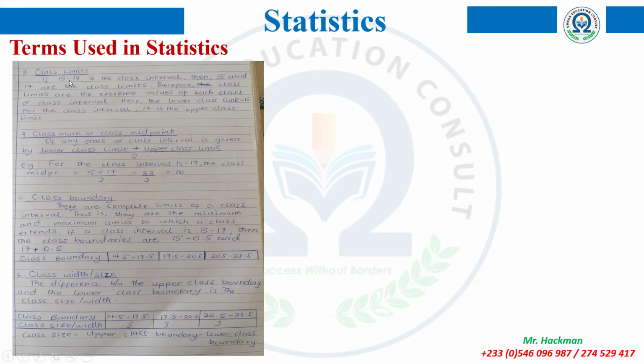So in this case, if I'm looking for the class midpoint of this class, 15 to 17, it will be 15 plus 17 over 2. And you write what? Usually the class midpoint is denoted by X, so it will be represented by X. Take note of that. Write midpoint this way.